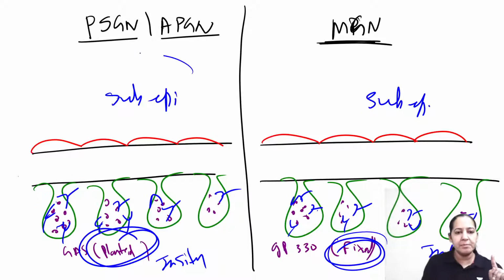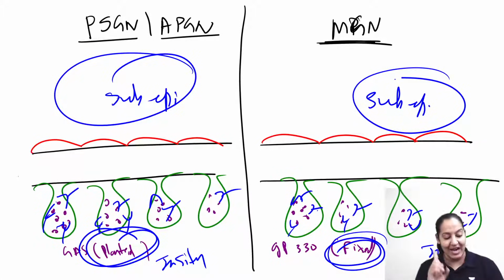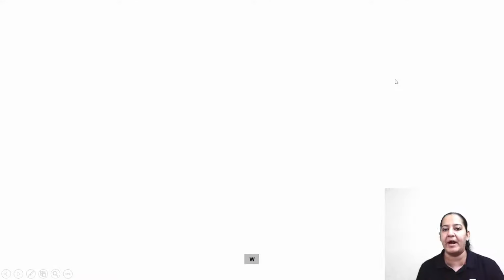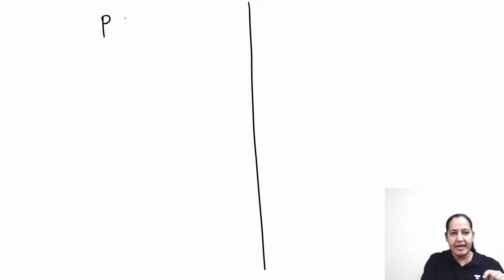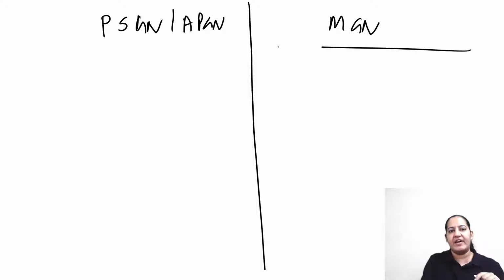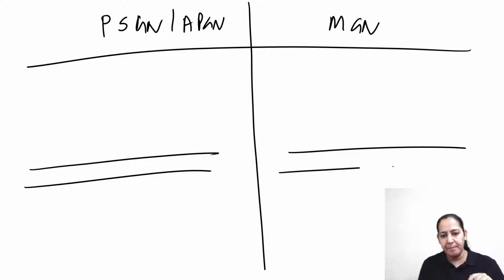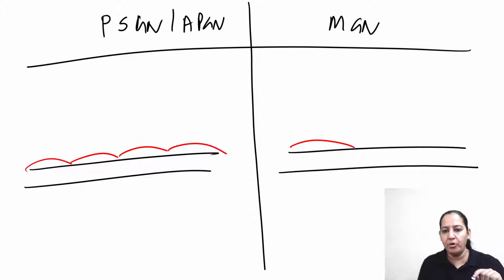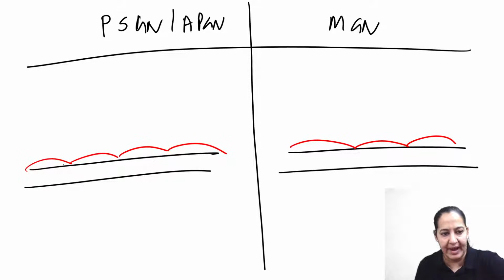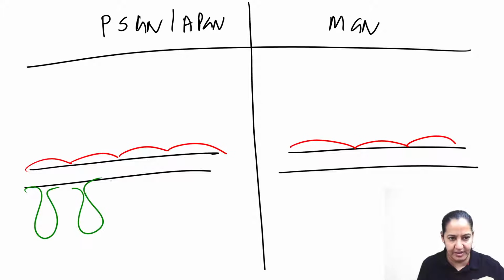Now, the deposits in both of them is subepithelial. Now, see how to differentiate the deposits on electron microscopy. Everyone see. Here I am drawing again PSGN or APGN, and here I am drawing MGN, membranous glomerulonephritis. In both of them, this is the basement membrane, this is the endothelial cell, and this is the visceral podocyte. Why I'm drawing again, there is a reason behind it.